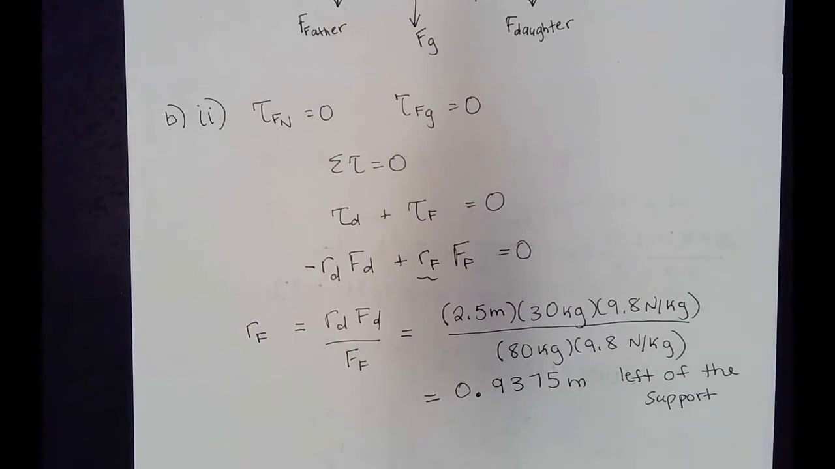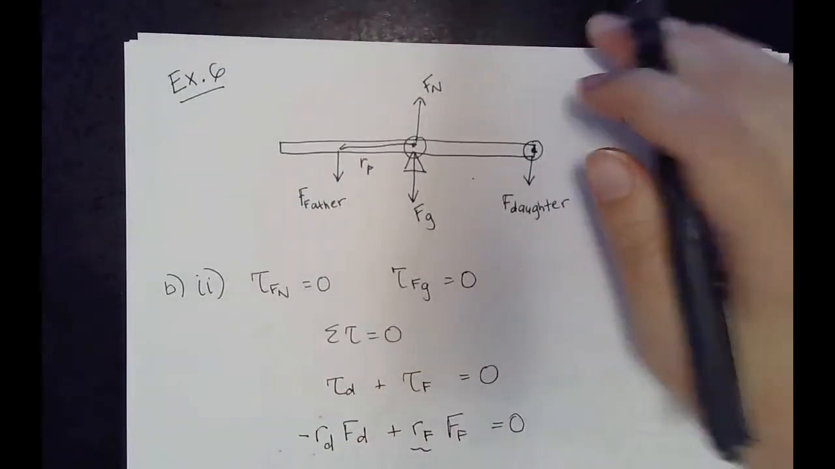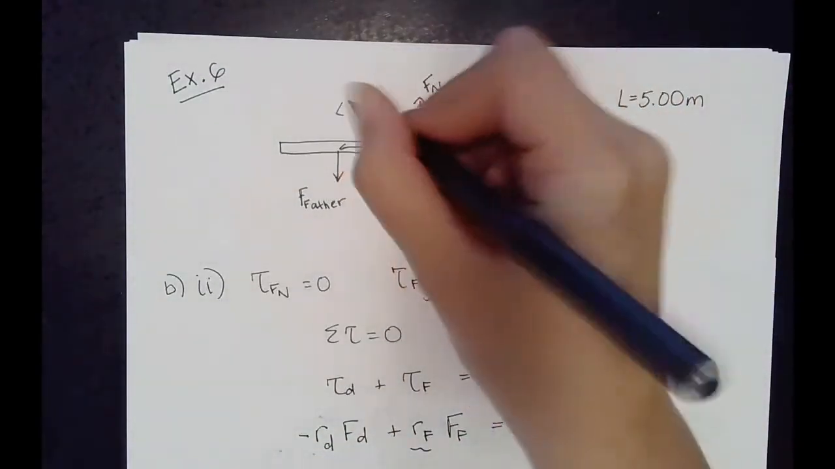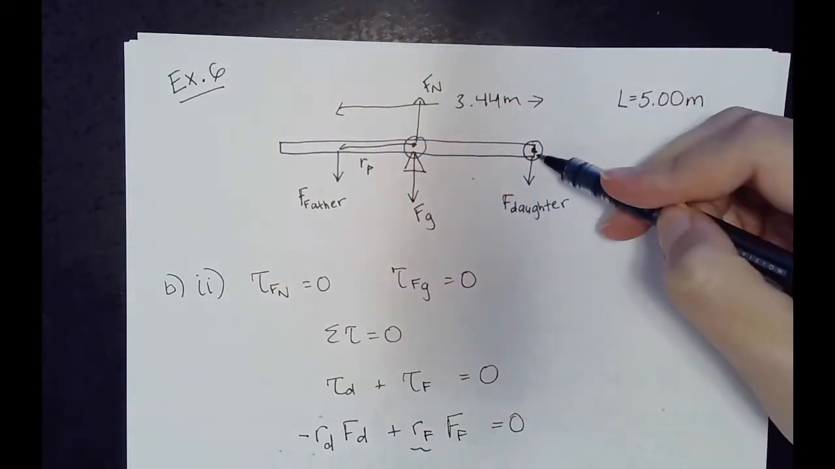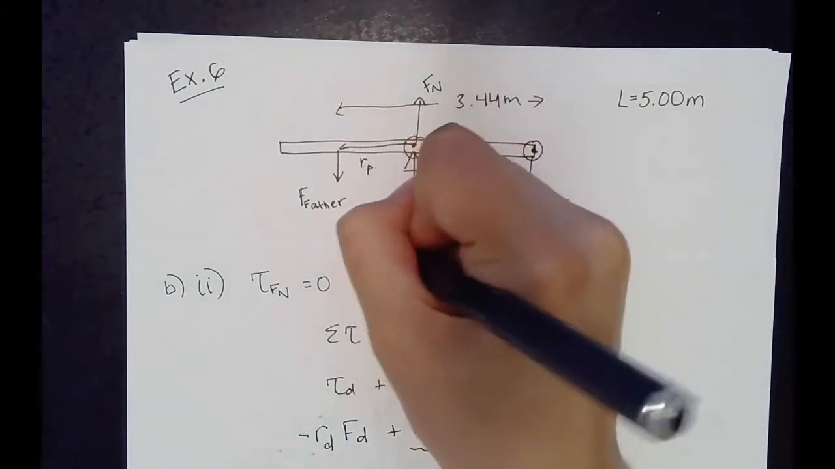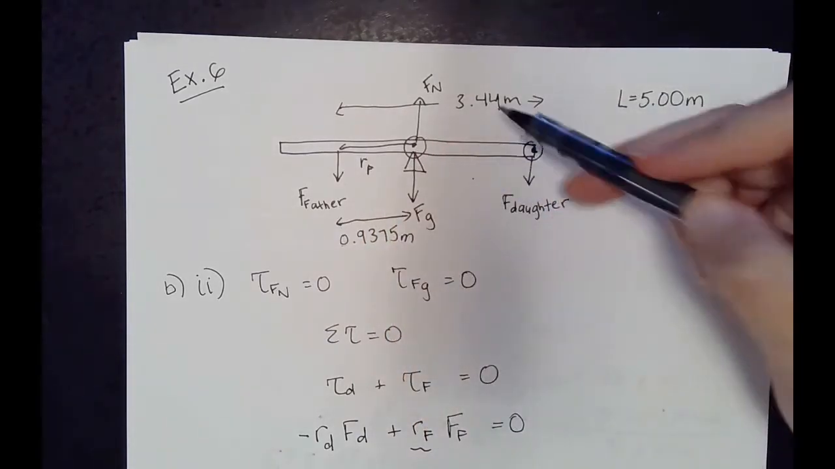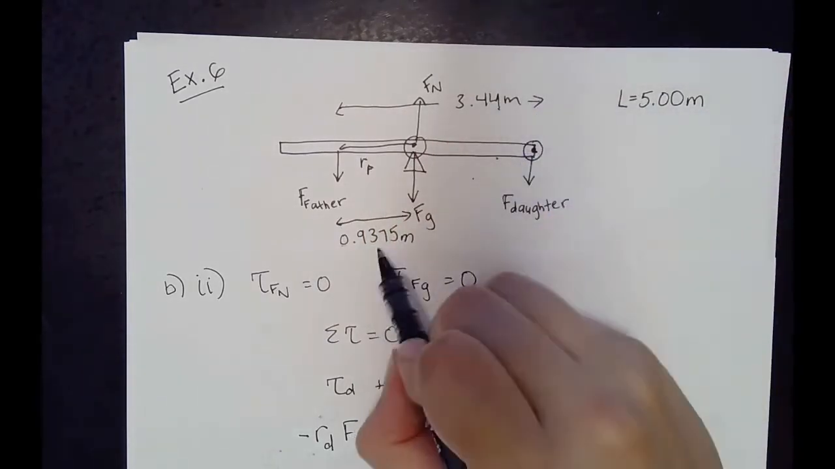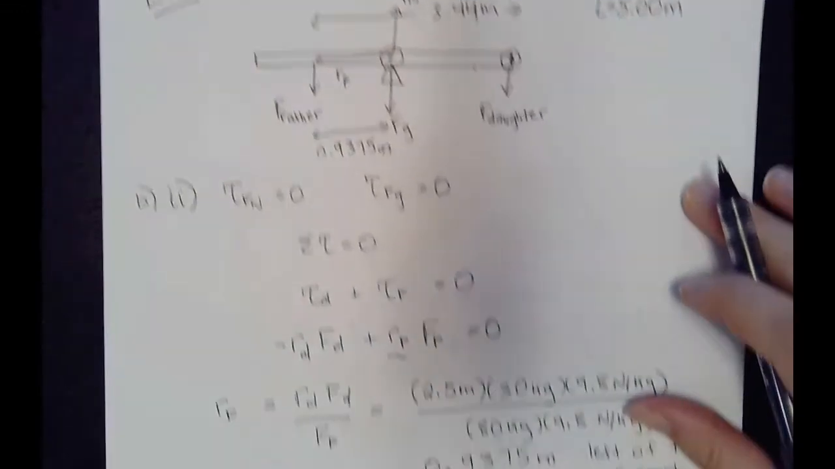And so let's recall that previously we had 3.44 meters from the daughter, so let's just double check. The one answer we received was this, 3.44 meters from the location of the daughter, and this time we found that this distance was 0.9375 meters, and you can check if you do 3.44 minus 2.5, we do get this value. So both methods gave us the same distance or the same location of the father on the opposite side of the beam.